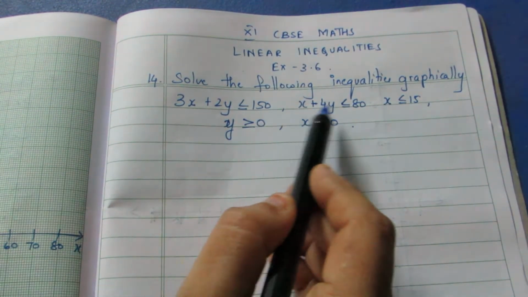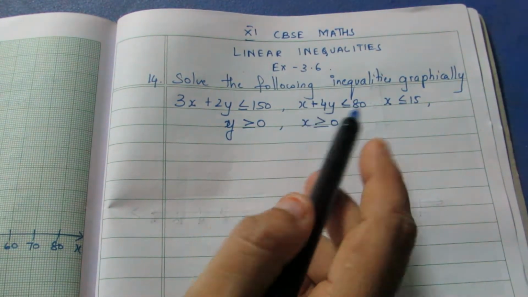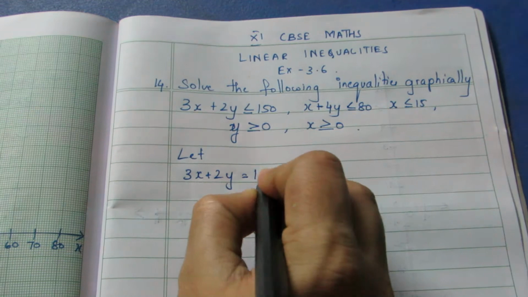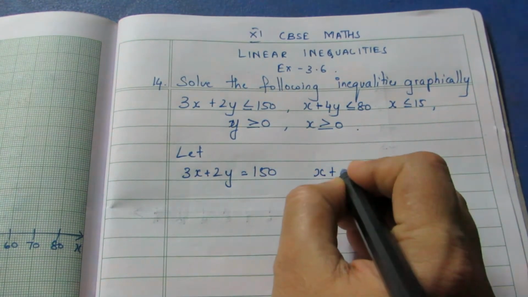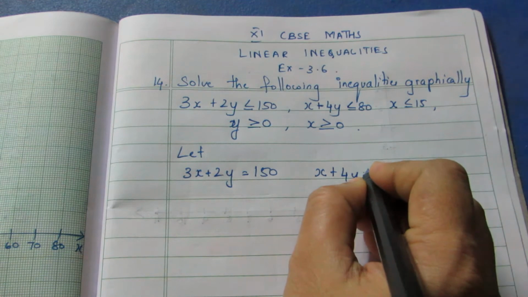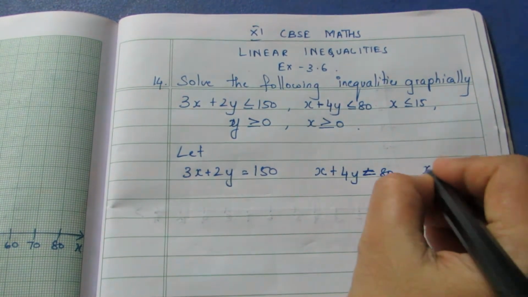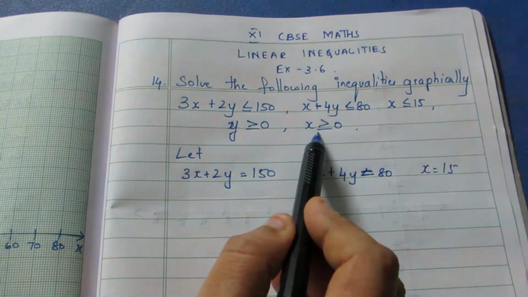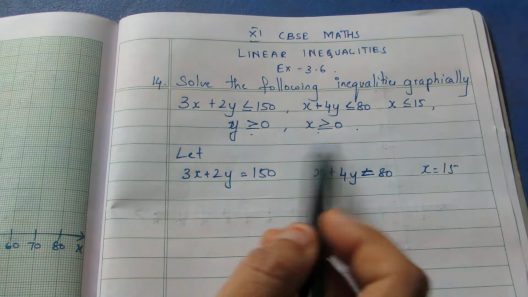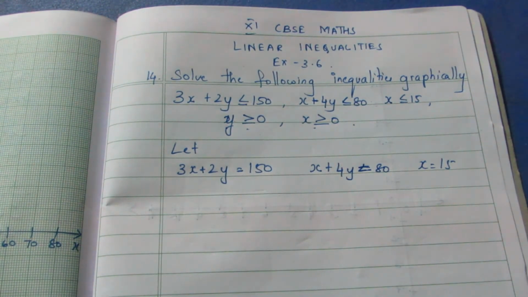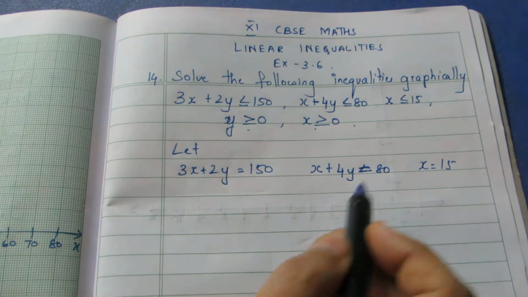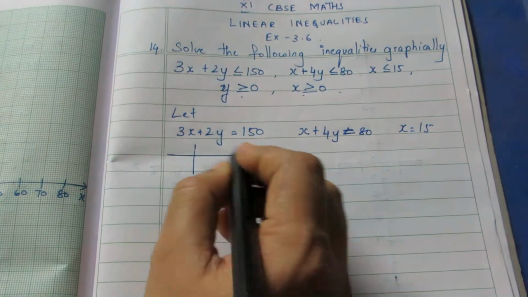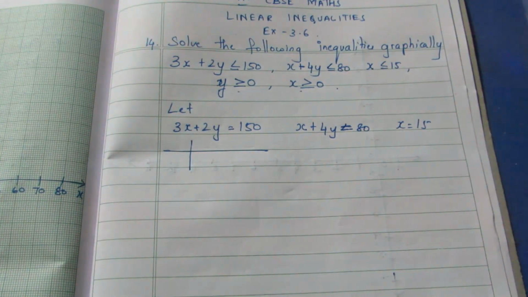Here we can't solve it by inequality, so I am going to take these as equations. Let 3x plus 2y is equal to 150. In this case, let x plus 4y is equal to 80. And x is equal to 15. If I take y is equal to 0 or x is equal to 0, this will be the graph on the x-axis and y-axis, so no need to plot a point on it. So we will just solve these 3 equations. Taking any points of x and y, we can get the solutions.